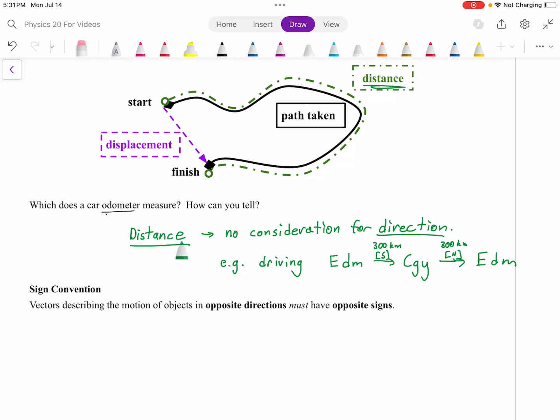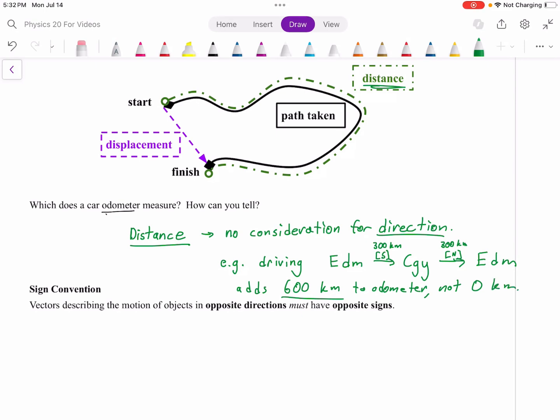If we're measuring displacement, that would add 0 kilometers to the odometer, because I went 300 kilometers south, but I ended up back where I started. I went 300 kilometers north after that. My final position was the same as my initial position. So if it was measuring displacement, this should put 0 kilometers on the odometer, but we know that it doesn't. Instead, it adds 600 kilometers to the odometer, not 0. And so that's how we can tell that it must be measuring our total distance, not our displacement.